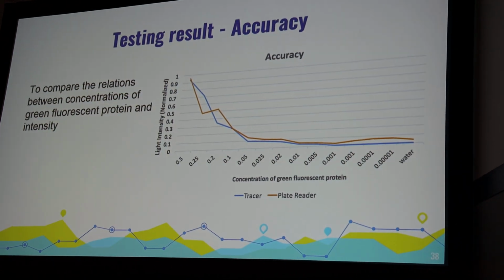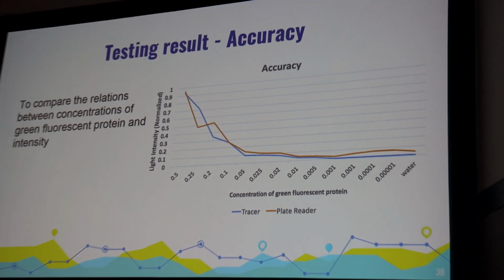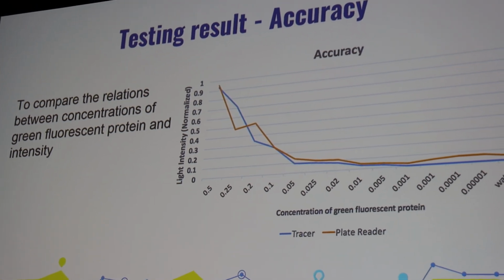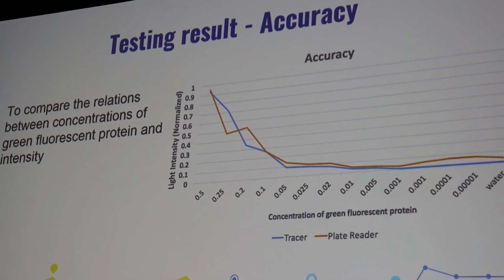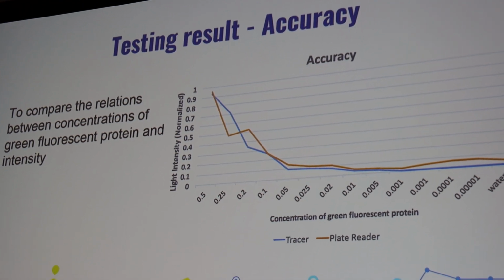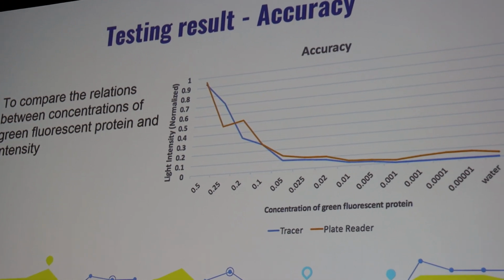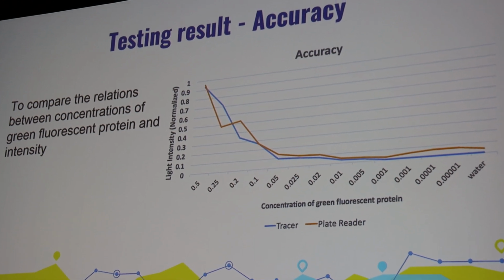And we also evaluate the performance of tracer by comparing the results from tracer to that from the trace reader. And this graph shows the relation between light intensity level and the concentration of green fluorescent proteins. And you can see the trend from tracer is very similar to that from the trace reader. So we can see that the performance of tracer is comparable to that of the trace reader.